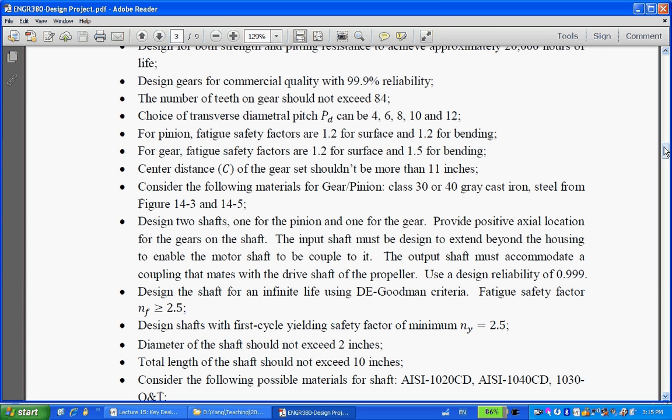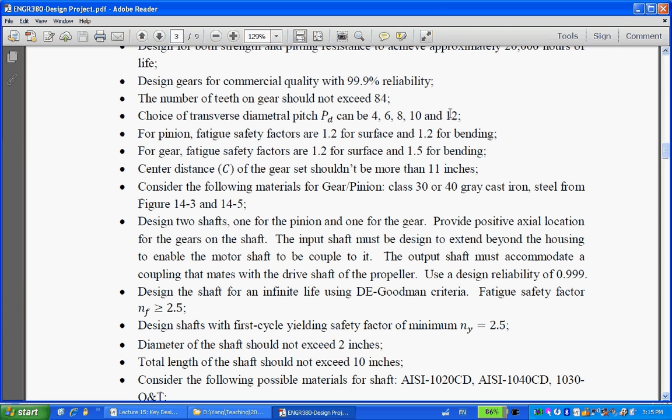So the purpose is that you're not just doing the calculation. When you're going through this, what I look at is how you are optimizing the process. How are you making decisions? Are you making a rational decision, or are you making a random decision?